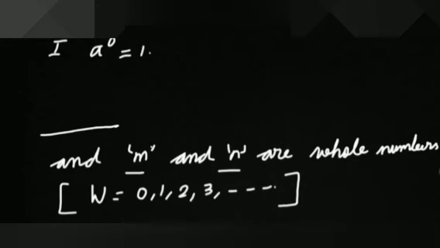So, let A be any integer. Now, it does not matter. A to the power 0. Any number to the power 0 is what? 1. This is a very important rule. Any number to the power 0 is equal to 1.